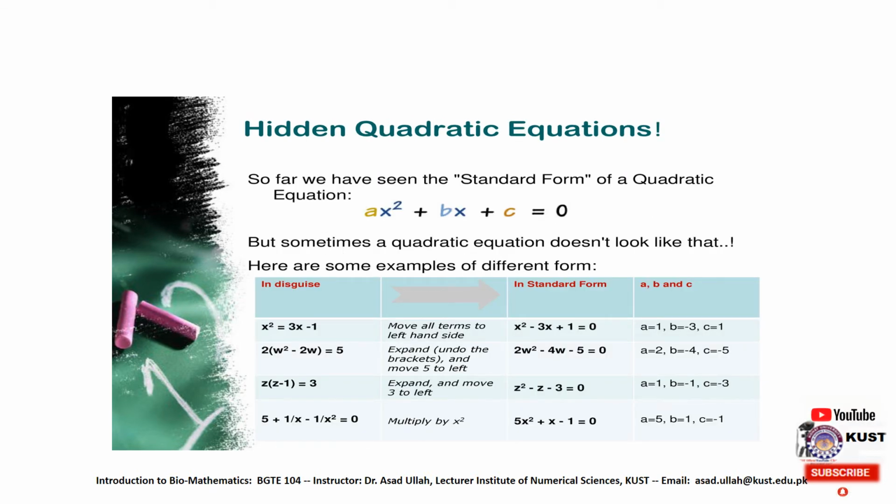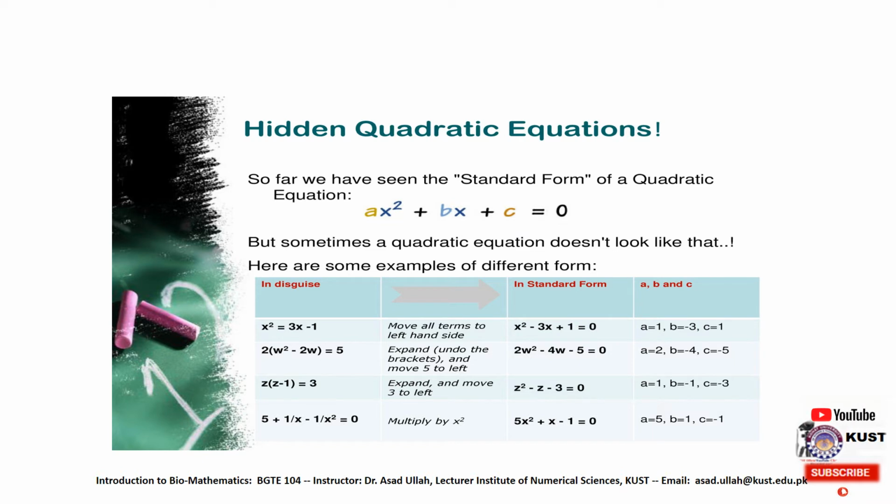Hidden quadratic equations. The standard form of the quadratic equation is ax square plus bx plus c is equal to 0. Here we present a table in which 4 different examples are given in column 1. The first example is x square is equal to 3x minus 1. To transform this equation to the standard form, we have to shift 3x minus 1 to the left side of the equation. For this, we have to add minus 3x plus 1 on both sides of this equation.